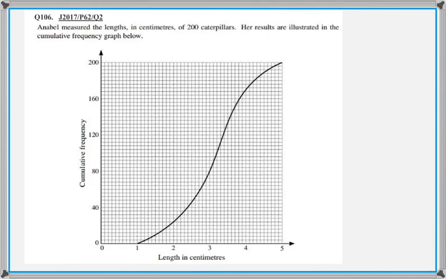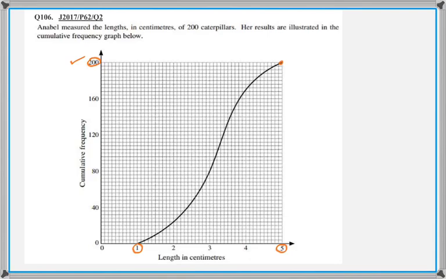This is June 2017. Annabelle measured the length in centimeters of 200 caterpillars. Her results are illustrated in the CF curve below. Now, the very first thing that I, as a candidate sitting for the exam, whether in O-level math or in S1, would check is: is this final value corresponding to this? Yes, it is. That is the first thing. The lowest class upper class boundary is 1 and it's going till 5.